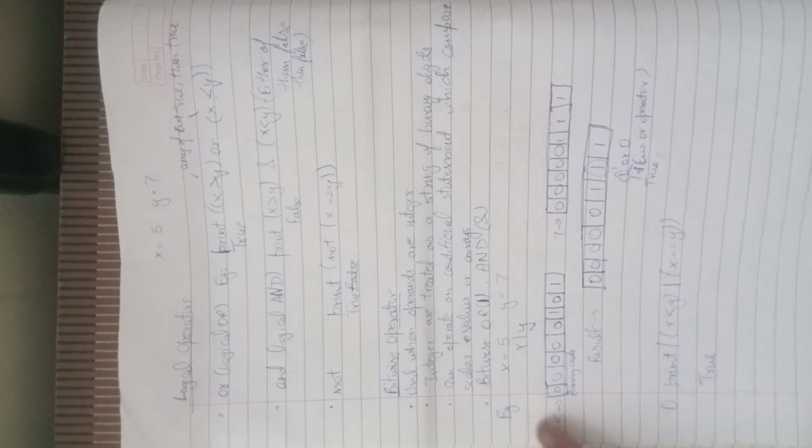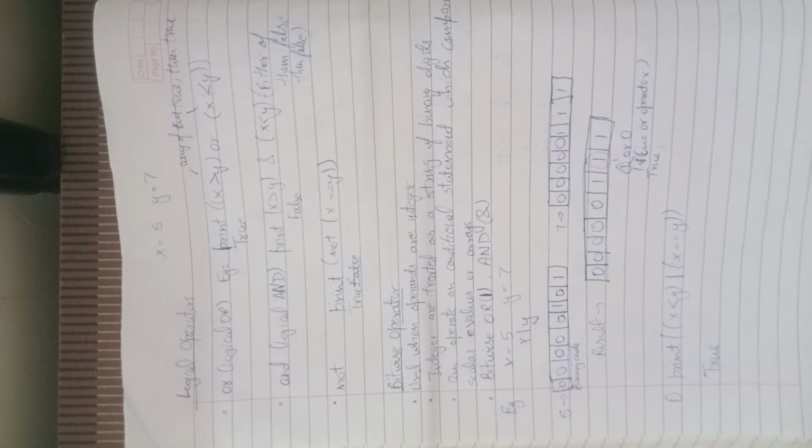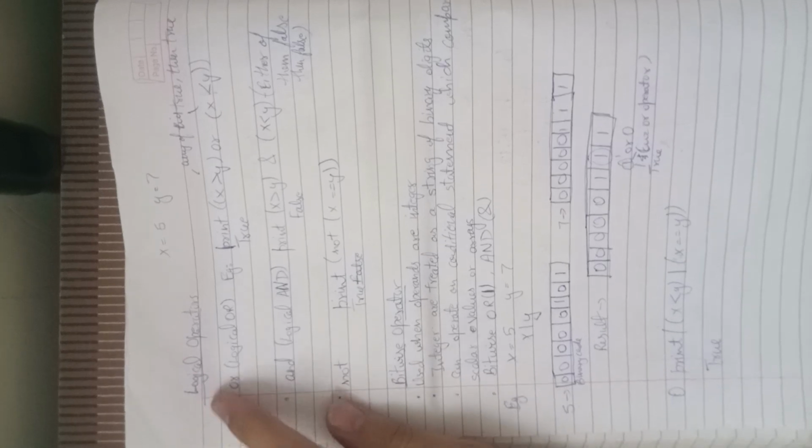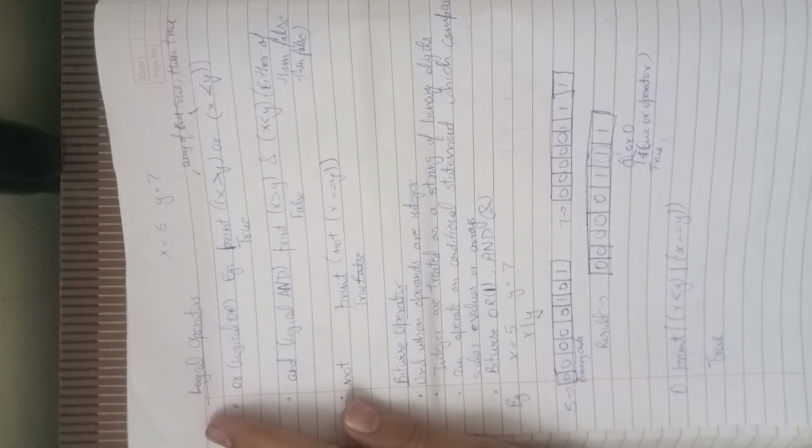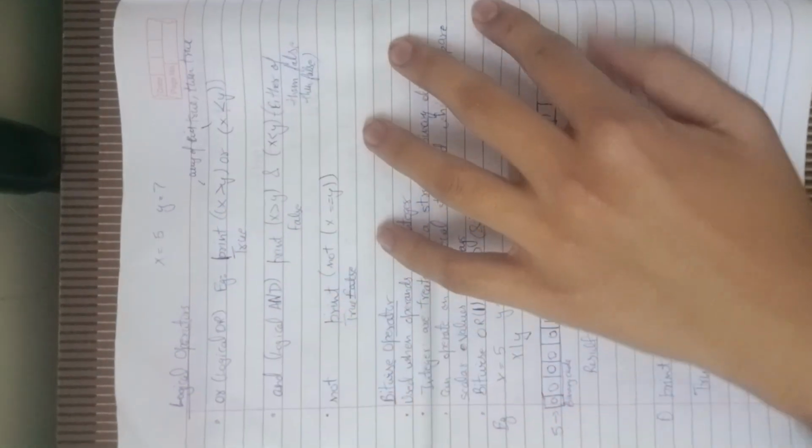Okay. Let's talk about logical operators. What are logical operators, right? So logical operators, there is or, and not. These three are the three logical operators. So let's first understand or.